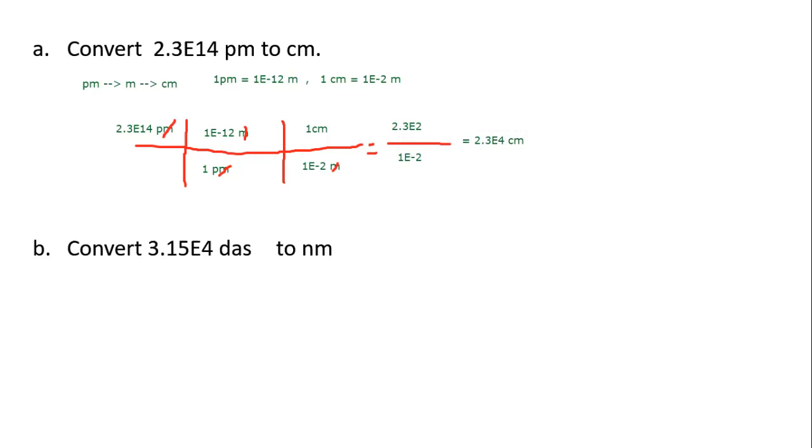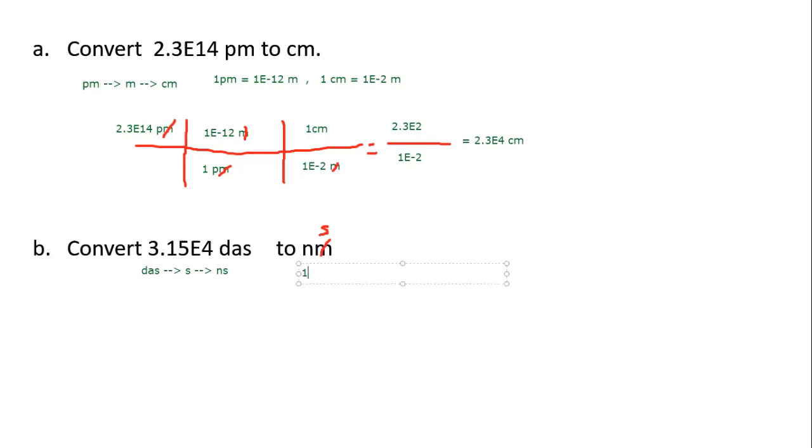Now we look at the next one. We have convert 3.15 times 10 to the fourth. That's actually decaseconds to nanoseconds. My bad, it should be seconds. And dA is the symbol for deca. And again, what we're going to do is take decaseconds, convert it to seconds, convert it to nanoseconds. So we need the conversion factors for this.